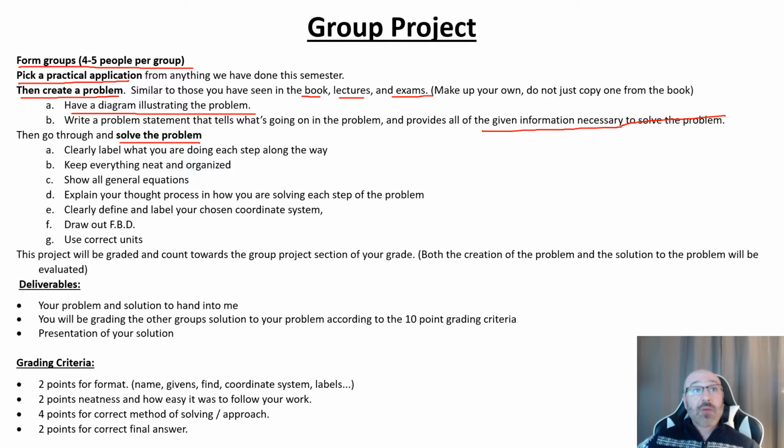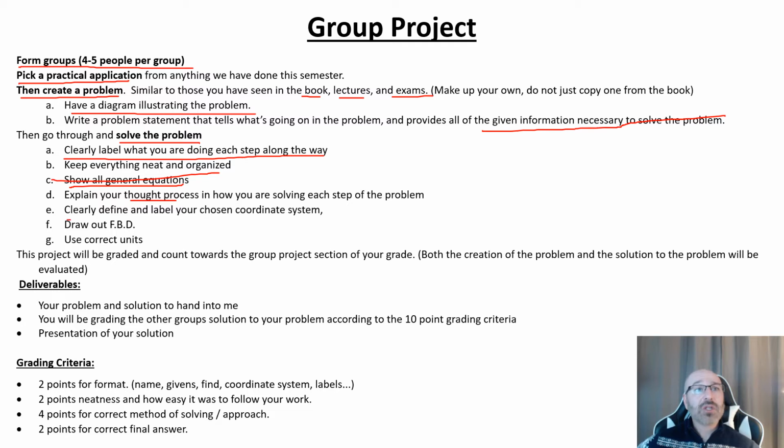So you're going to solve the problem, and I want you to follow these steps along the way. Make sure that everything is clearly labeled and you describe what you're doing in each step of your solution. Keep everything neat and organized throughout the solution so somebody else can follow through your work. Show all your general equations. Say where those came from within the textbook. Explain your thought process for each step along the way as you're solving your problem.